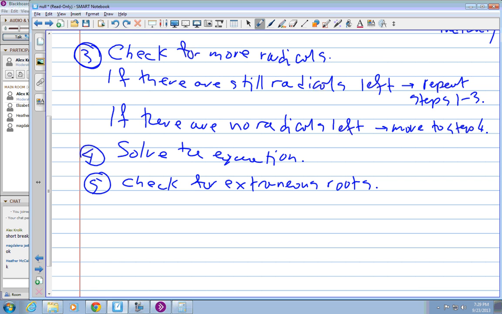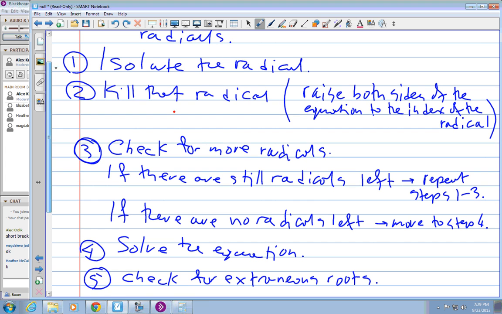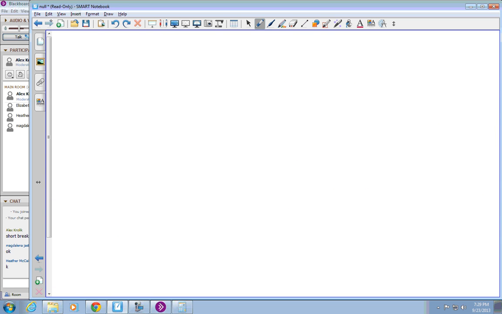So this is the process. But really, the big thing here is to isolate and kill, till all the radicals go away, and to check your solutions. So let me do a few examples.